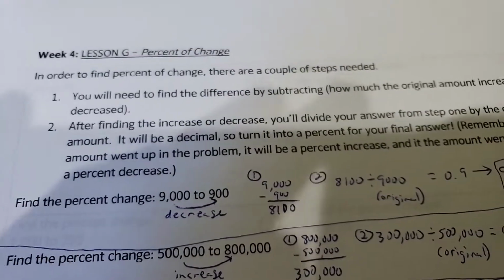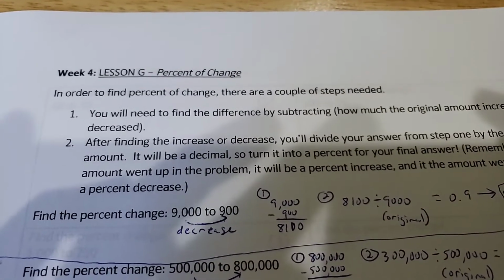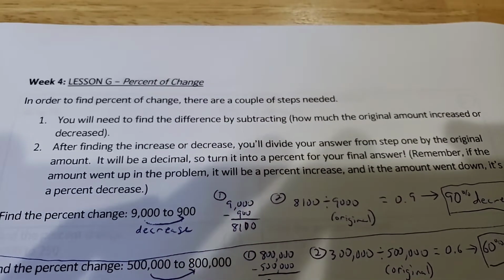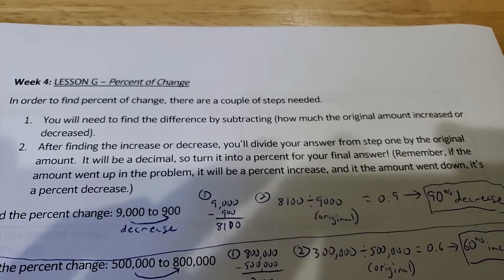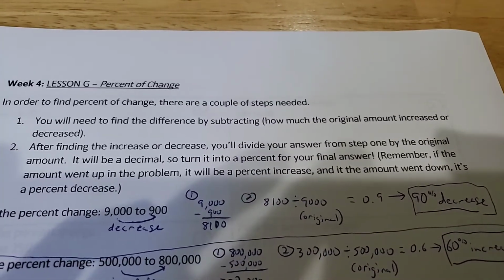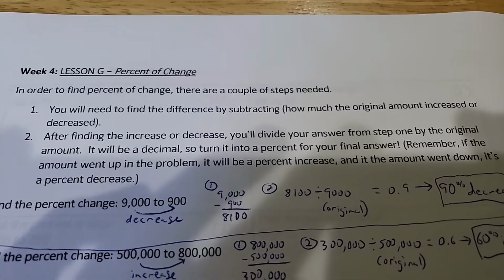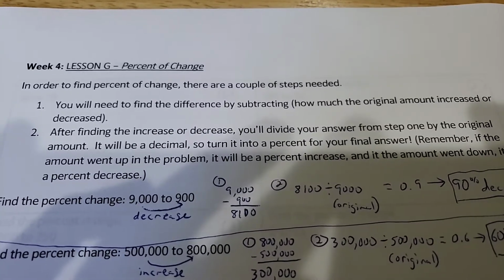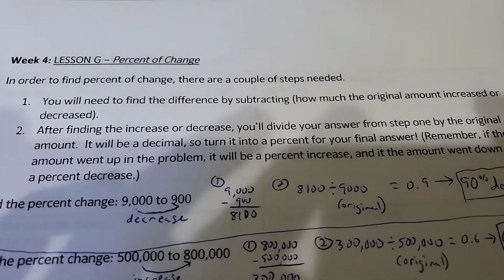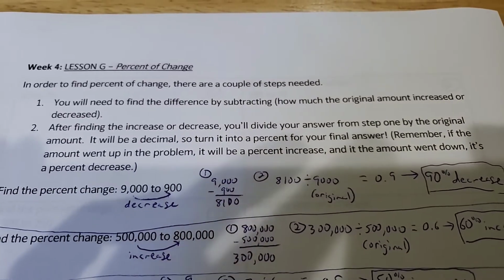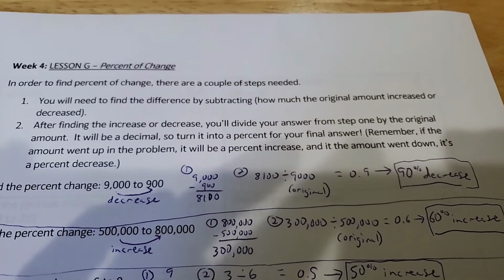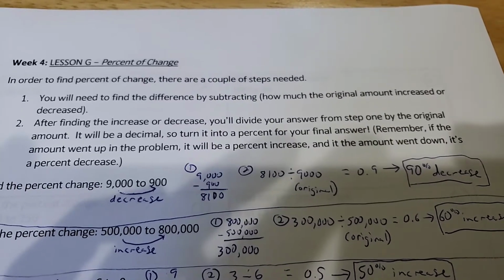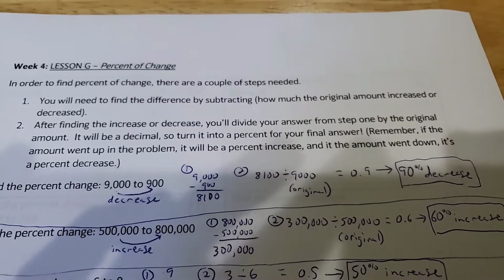Now there's a couple reminders here. In order to find percent of change, there's a couple of steps you need to know about. First up, you'll need to find the difference by subtracting how much the original amount increased or decreased. So how much it went up means you take the new amount, subtract the old amount, or if it went down, take the original amount minus the new amount there. So after finding the increase or the decrease, divide your answer from step 1 by the original amount. It will be a decimal, so turn it into a percent for your final answer.